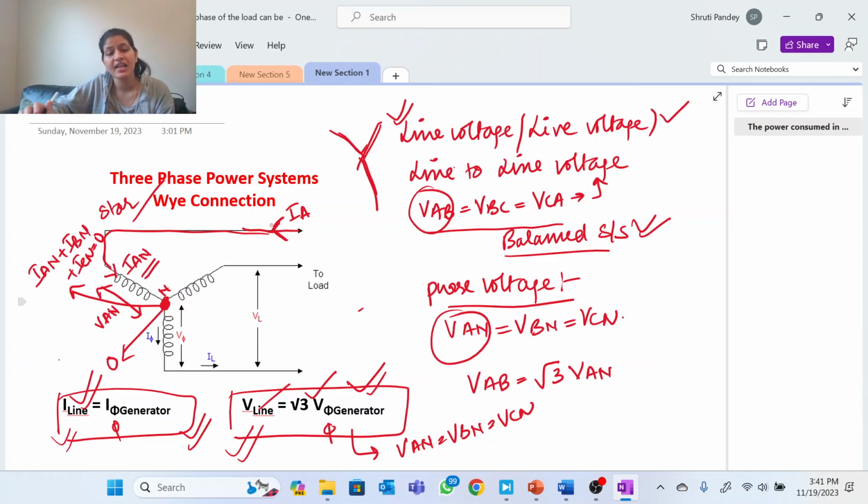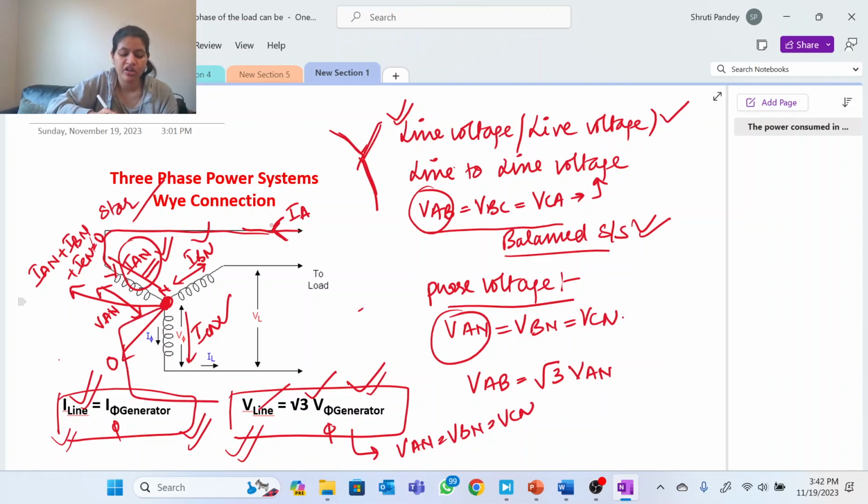If this were an unbalanced system, there is a possibility that this IAN value is greater than this ICN value, and this IBN. So IAN may be greater than the BN and CN values in the case of an unbalanced system. But right now we are only focusing on the balanced system. So just a single thing to remember is that the sum of current at this neutral point will be equal to 0. So whatever current is coming from here, no extra neutral is required to feed back the current.